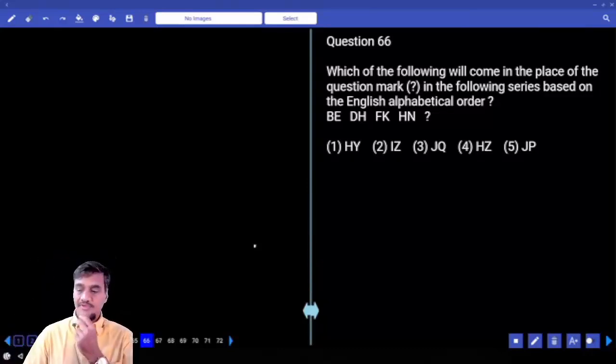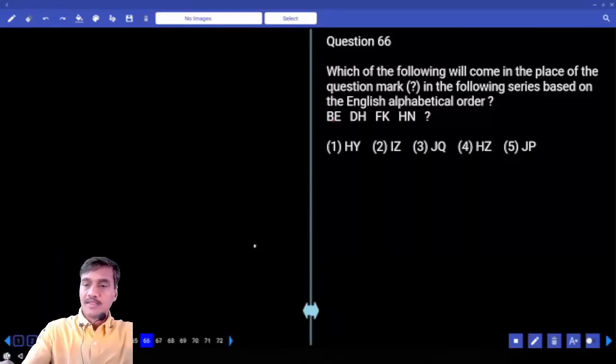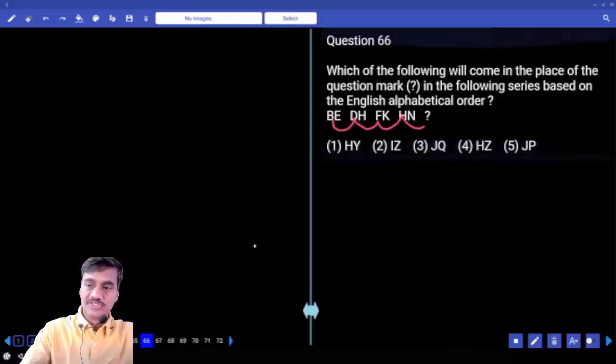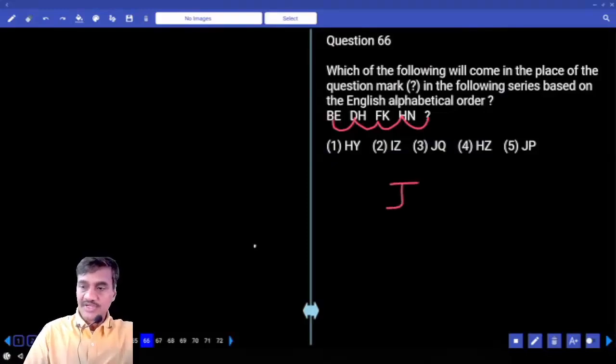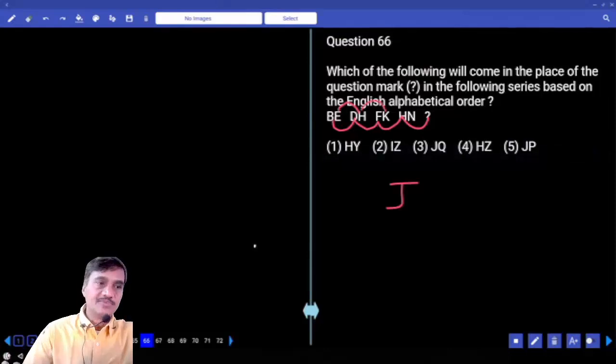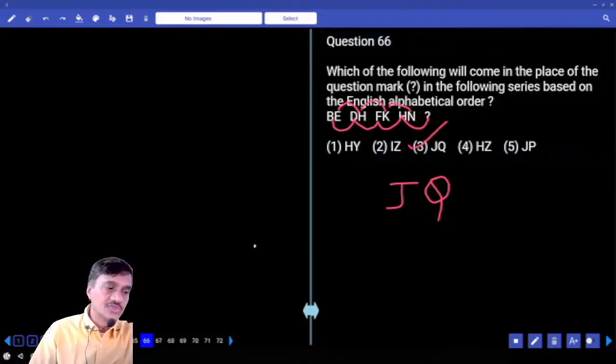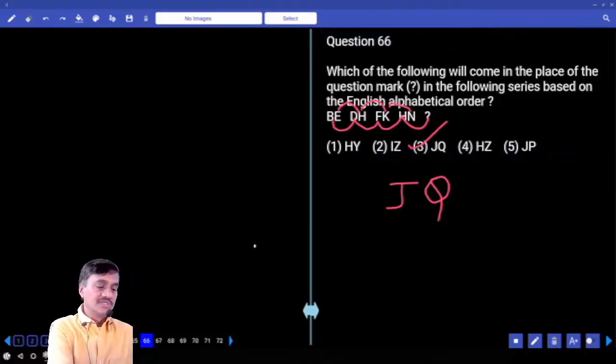Now B and D. If you check the first letters here, B plus 2 is D, plus 2 is F, plus 2 is H, H plus 2 is J. First letter is J. And the second one, E and H: plus 3, H plus 3 is K, K plus 3 is N, N plus 3 is Q. So what is your answer? JQ, that is choice 3, question number 66. Then 67.